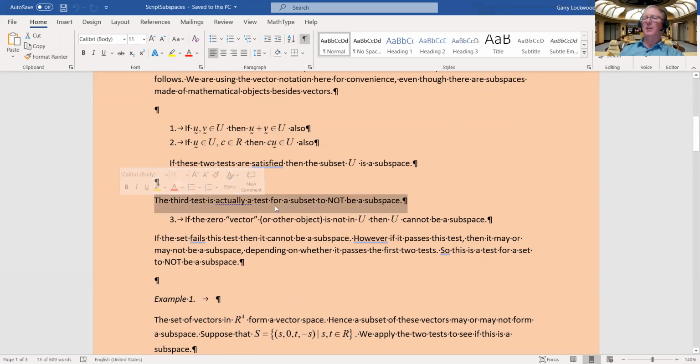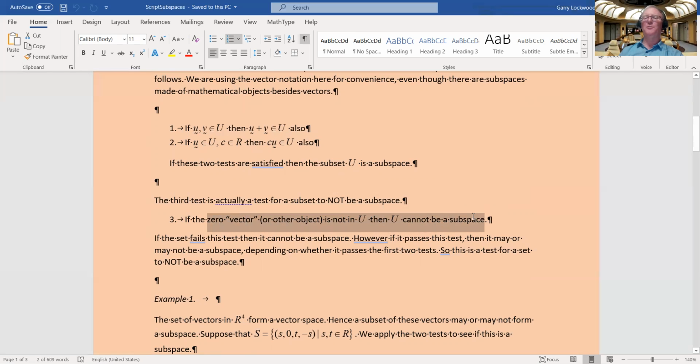The third test that we're going to look at is actually a test for a subset to not be a subspace. If the zero vector, or what other object, so maybe it's a zero matrix, maybe it's a zero polynomial, if the zero vector is not in the set U, then U cannot be a subspace. So if the set fails this test, it can't be a subspace, but if it passes this test, maybe it is, maybe it isn't. We don't know. That's all going to depend on whether it passes the first two tests.